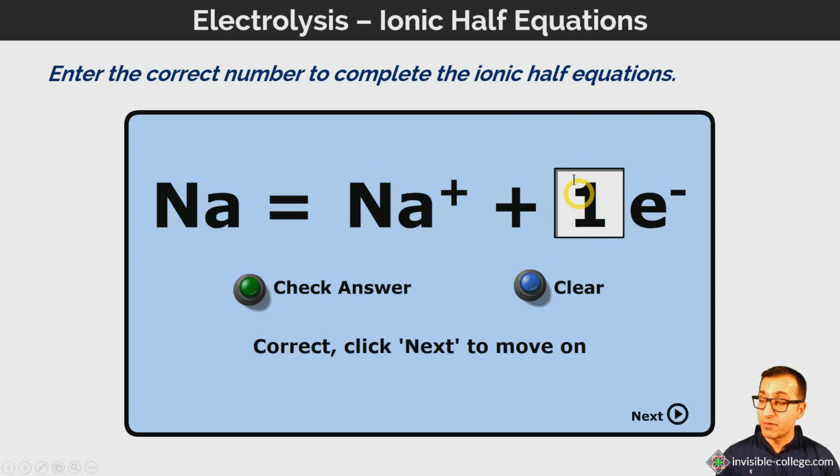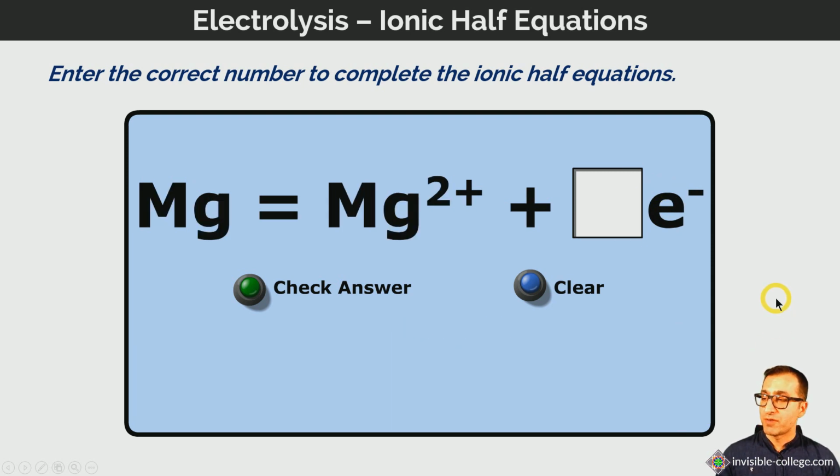Now, if you were writing this as a half equation, of course, you wouldn't use an equal sign. You would use an arrow if this was actually a half equation. But again, you wouldn't necessarily write a 1 in front of the electron. You can simply write e- just on its own. Okay, let's try another one here. So have a go at this one.